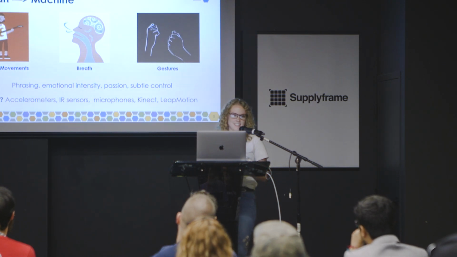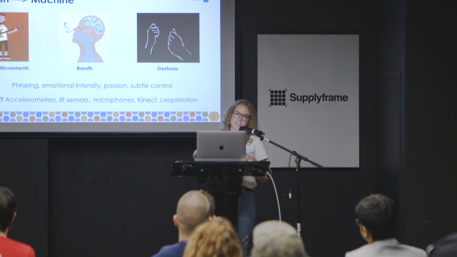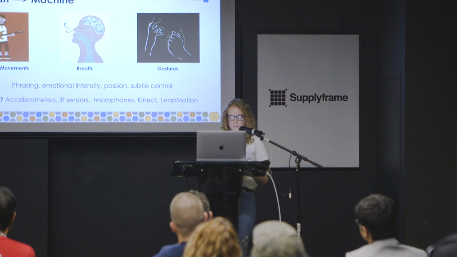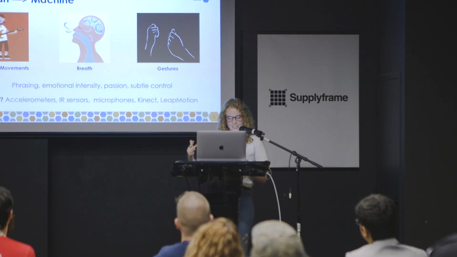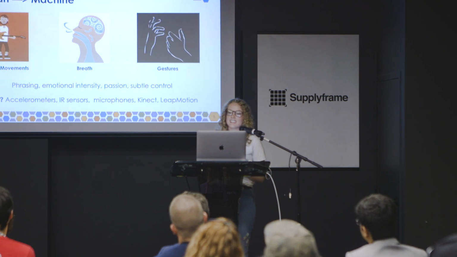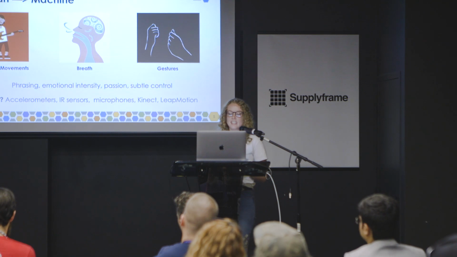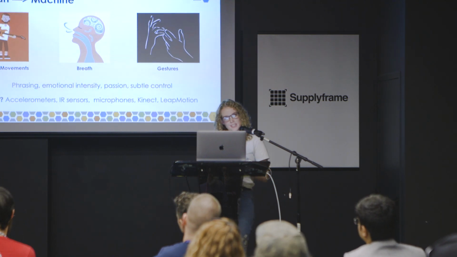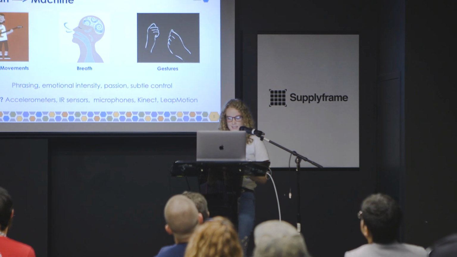And also we want to consider gestures. Maybe we want to give the musician control of various parts of the algorithm, but we don't want to distract them too much from actually playing their instrument. So using things like accelerometers or IR sensors, we can get information like phrasing and subtle control that might not be so apparent from just the raw audio wave.